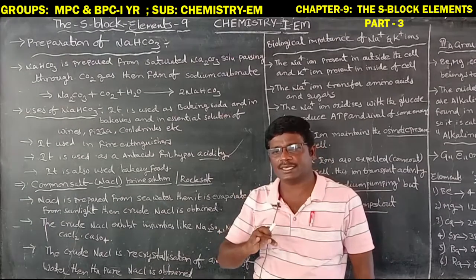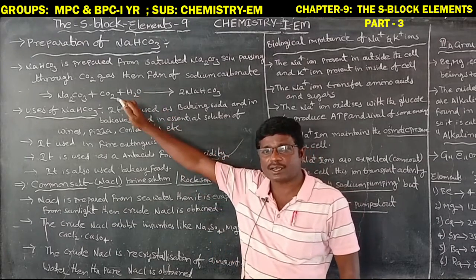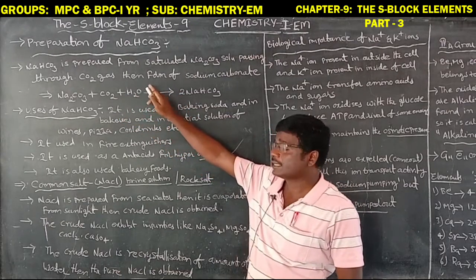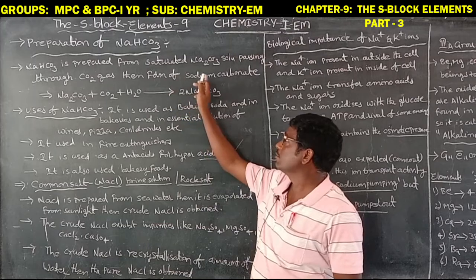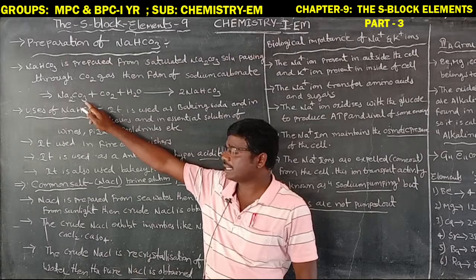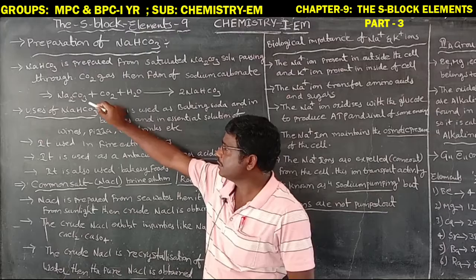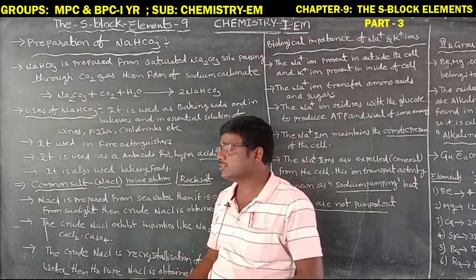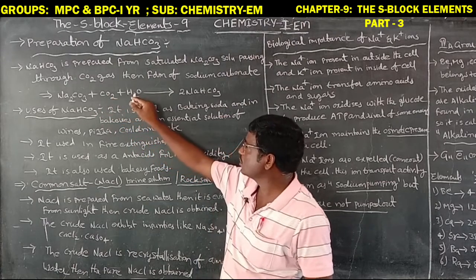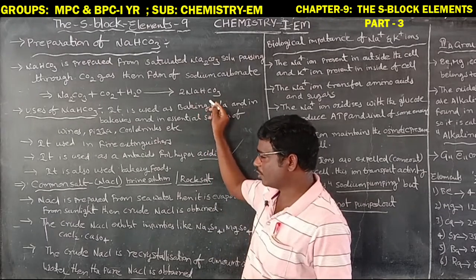It is prepared from saturated sodium carbonate. Carbon dioxide gas is passed through saturated sodium carbonate, Na2CO3, also known as washing soda, and sodium bicarbonate is formed. A saturated brine solution of sodium carbonate is treated with carbon dioxide, then sodium bicarbonate, or sodium hydrogen carbonate, is formed.